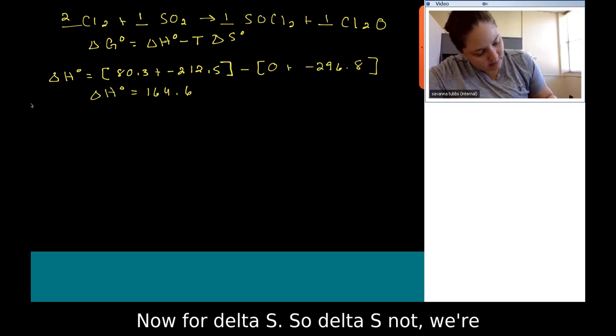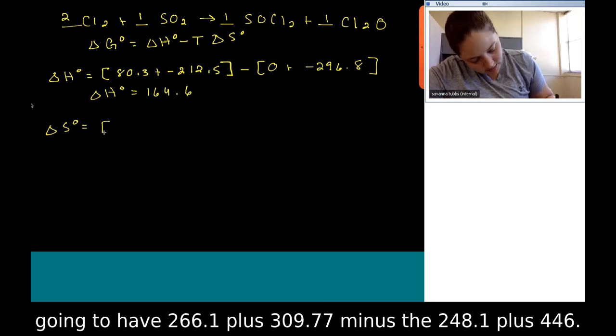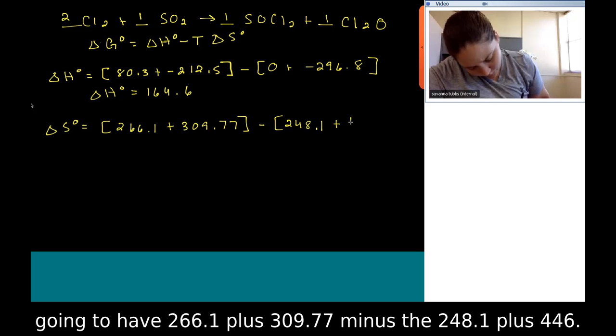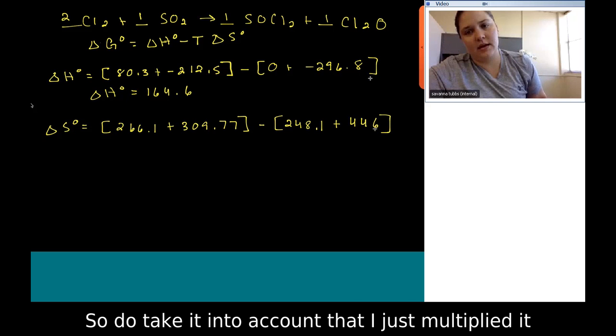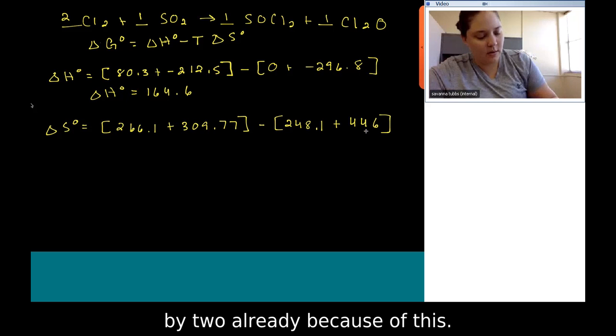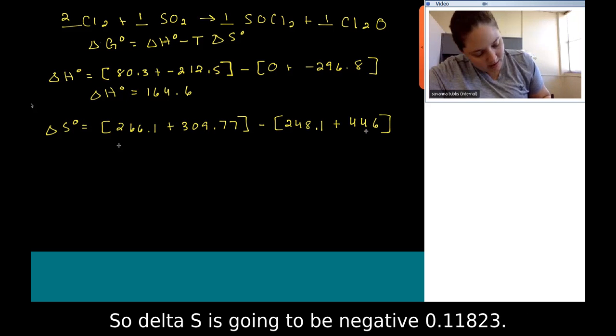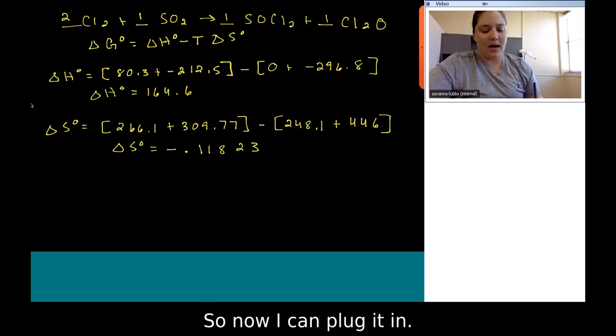Now for delta S. So delta S naught, we're going to have 266.1 plus 309.77 minus the 248.1 plus 446. So do take it into account that I just multiplied it by 2 already because of this. So our delta S is going to be negative 0.11823. And so now I can plug it in.